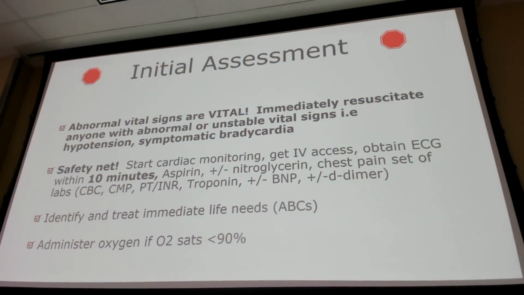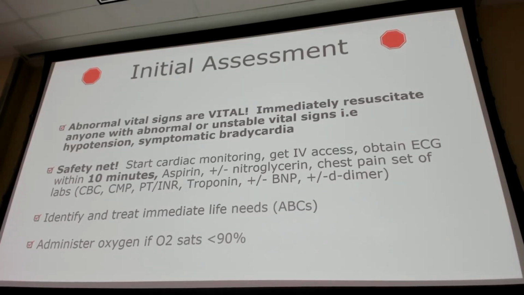So what do we do for our initial assessment? Like everything else, we do our ABCs, we get our safety net involved. If somebody presents with chest pain, they might be diaphoretic, we want to initially evaluate their vital signs because they're vital, and then we resuscitate appropriately. If they have hypotension, we're going to give them some fluids, get them on the monitor. Everybody gets aspirin for any sort of acute coronary syndrome, and then we give them nitroglycerin if they can tolerate it and it's not an inferior MI, and then we get our standard chest pain labs.